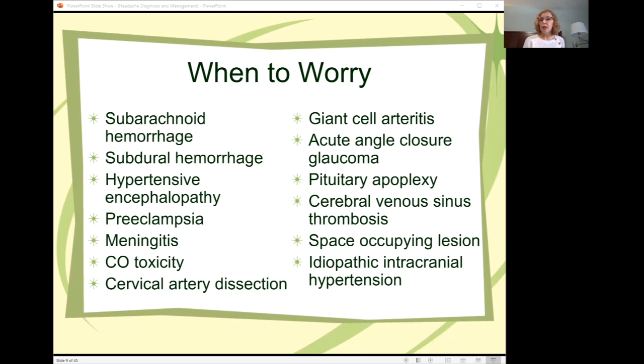So let's switch gears now and talk about potentially life-threatening causes of secondary headaches. As you can see, there are a number of causes of secondary headaches, and we'll go through characteristics of each of these. Luckily, many of the causes can be ruled out with a few simple questions, which we will also cover.